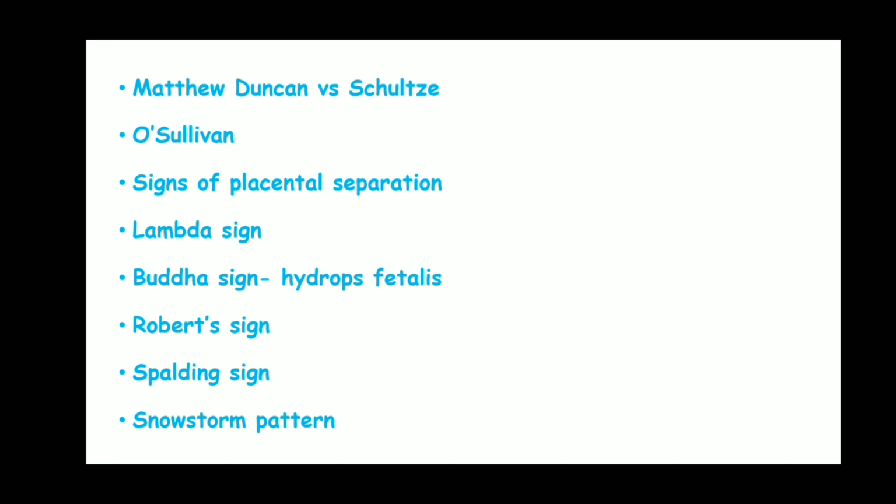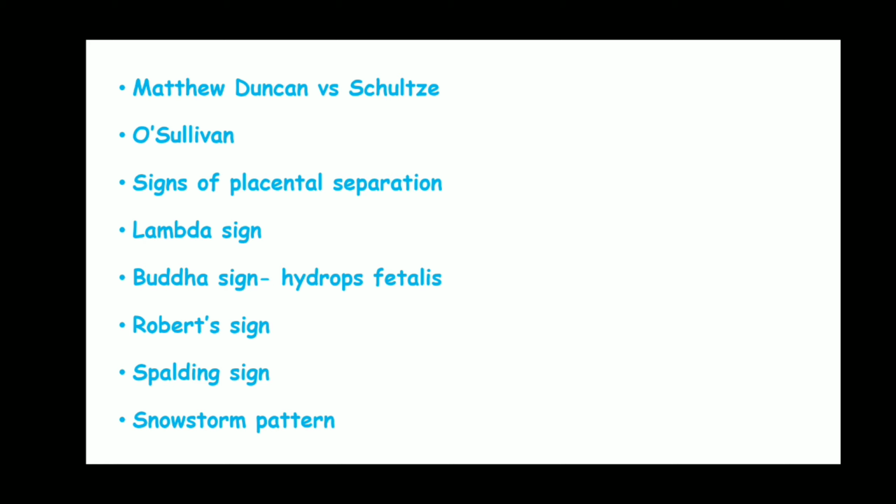Hydrops fetalis means there is fluid collection within different compartments of the fetus, like pleural effusion, ascites, or some cardiac overload. This is all happening together, in 2-3 compartments, when there is too much fluid overload. This shows a sign called Buddha sign.